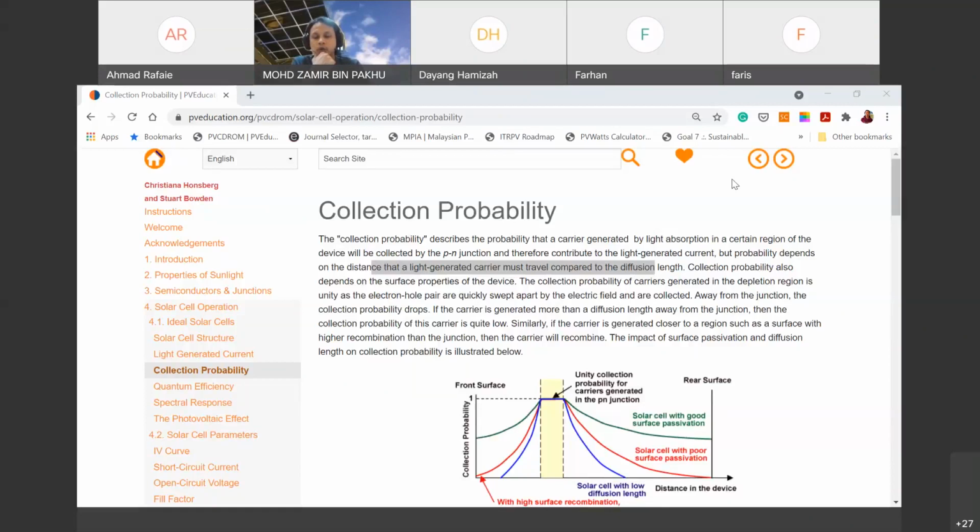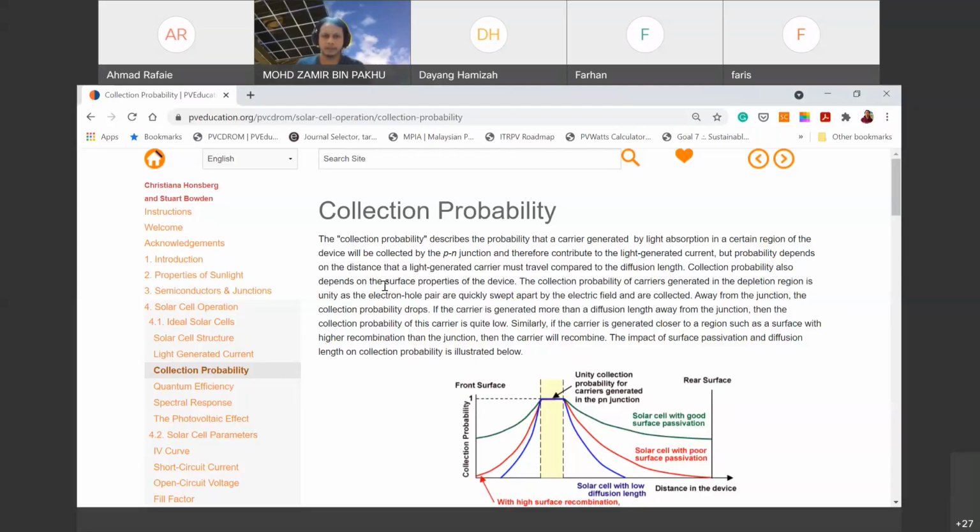So this is where it's important for you to go back to the definition of the diffusion length, where it defines the distance traveled by a carrier from the point of generation until the point of recombination. So if the diffusion length is longer than the distance it has to travel, that means it can survive the journey, right? Survive the journey and get collected by the junction and eventually by the contact.